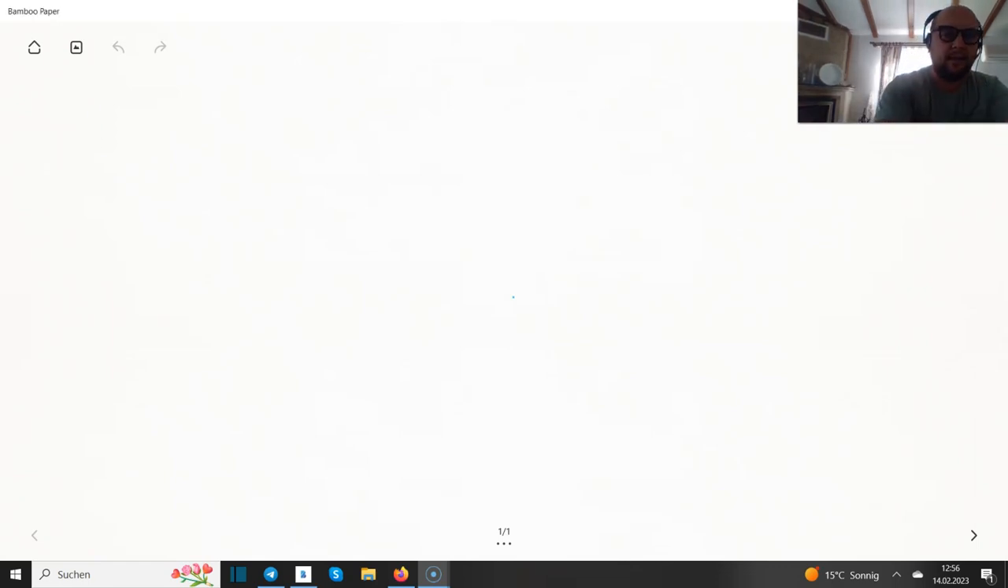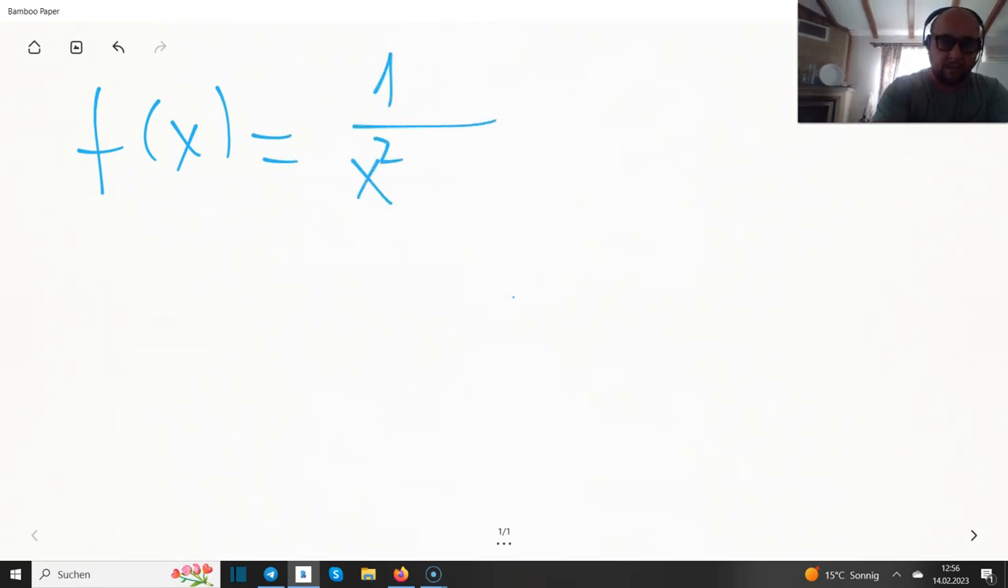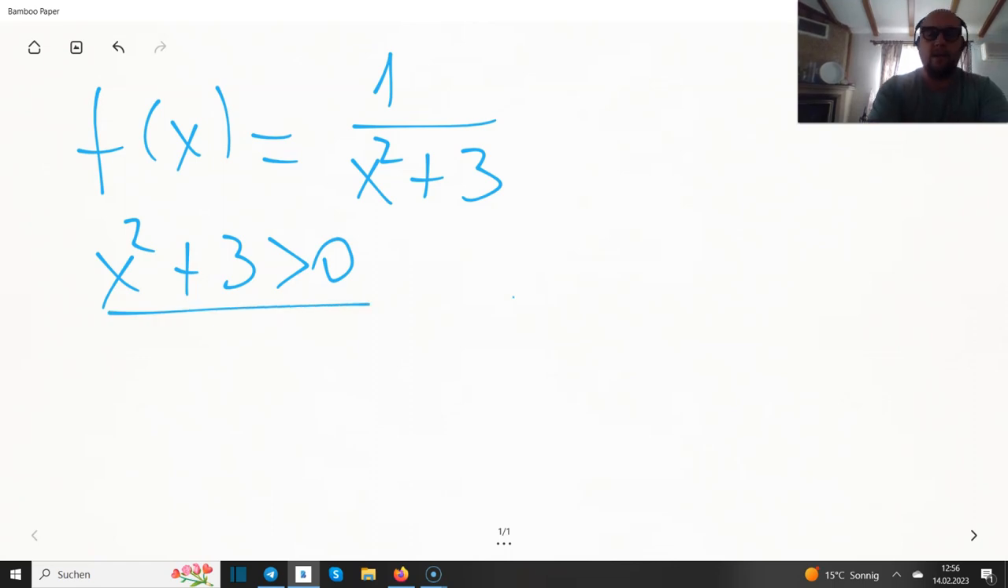Today I would like to investigate the function f of x equals 1 divided over x squared plus 3. So this is a function which has no problems at 0 or wherever in the denominator, right? Since x squared plus 3 is always greater than 0, we're never having any kind of troubles in the denominator. So we just know that the domain is x is whatever you want to have, right?